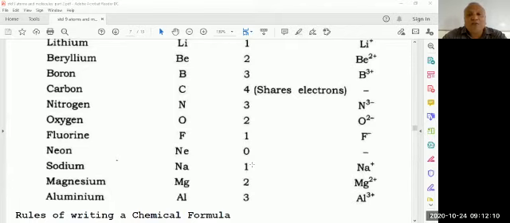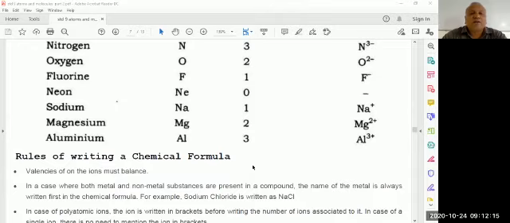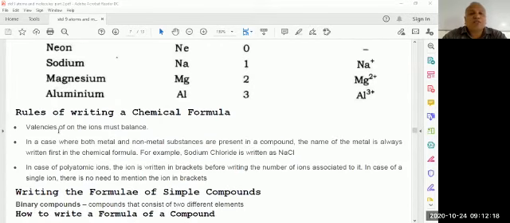So how will we make the formula using these ions? For that, we have to remember these rules. Valencies of the ions must be balanced. Whatever valencies of ion we have, +1, +2, -2, that we have to balance. Second one, in a case where both metal and non-metal substances are present in a compound, the name of the metal is always written first in the chemical formula. So the first name must be metal.